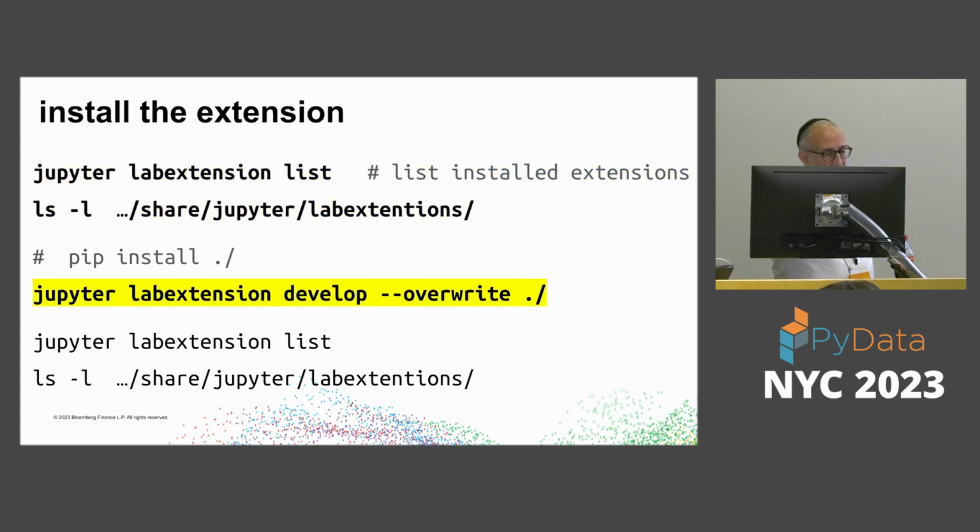Then we'll do the install. Now you could do pip install. The problem with pip install is that every time we make a code change, you're going to have to install it again. So what we're going to do instead, while we're developing, we'll do JupyterLab extension develop --overwrite. Overwrite just overwrites if there was something already installed there. And that's going to install it as a symbolic link back to the directory where we're working. So this means that every time we make a code change, it'll automatically be there. You won't have to reinstall. And then we'll run these two commands again to see what changed.